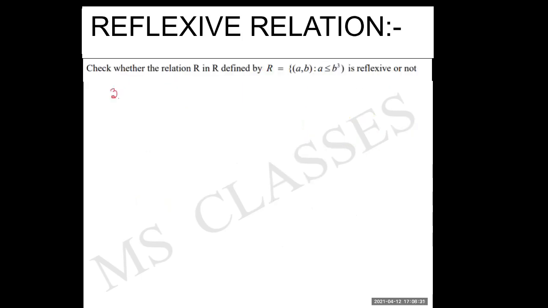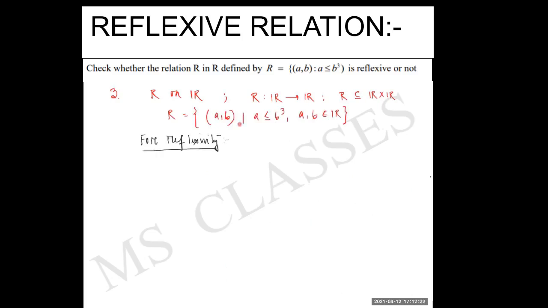You see here they have given R is a relation on R. On R means on the set of real numbers. The meaning is that R is from R to R, a subset of R cross R. Now how is R defined? It is (a, b) such that a is less than or equal to b cubed, where a, b belong to the set of real numbers. Just as you see, then I'll explain it.